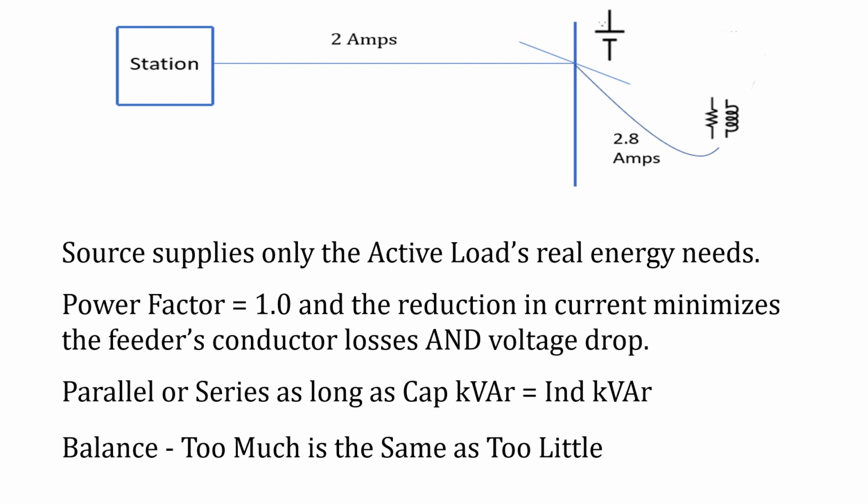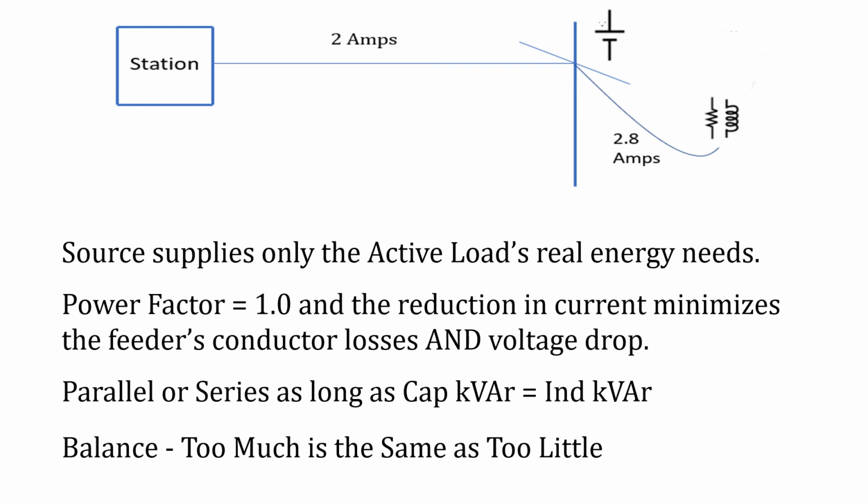Remember that the inductive and capacitive currents are 180 degrees out of phase and therefore cancel each other. So in our above example, if the capacitor drew 1.5 amps instead of 2 amps, there would have been 0.5 amp of inductive current that wouldn't have been canceled. That would have meant that 0.5 amp gets added to the resistive current, causing more losses and voltage drop.